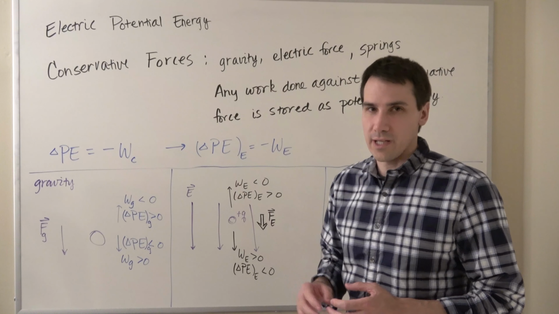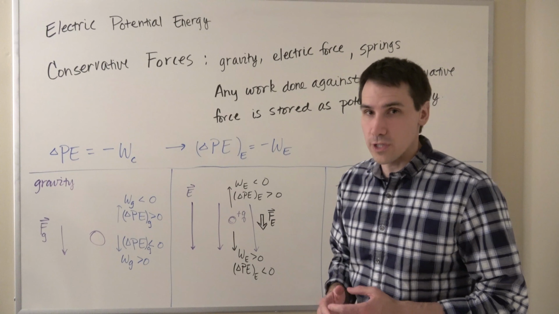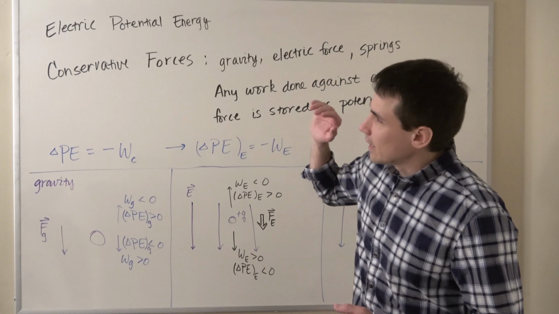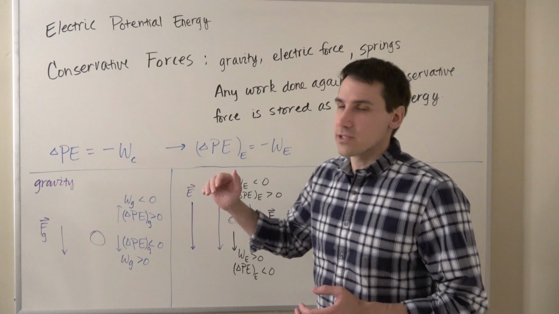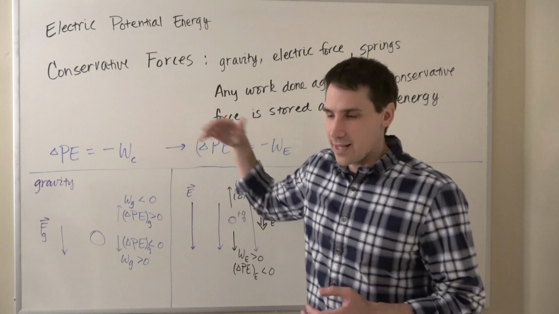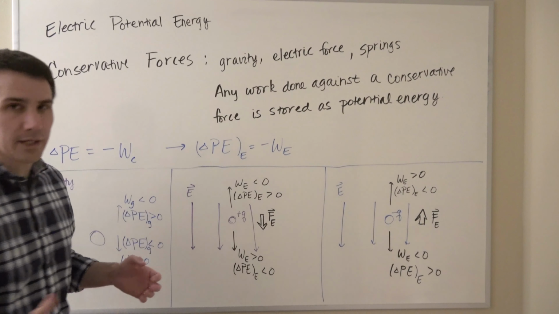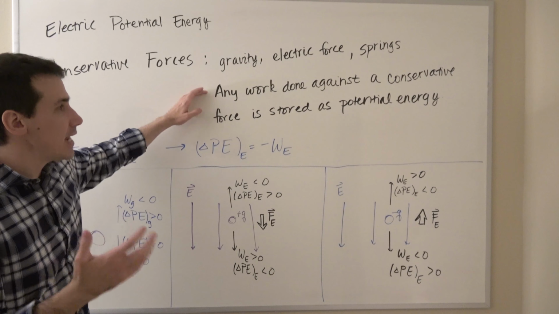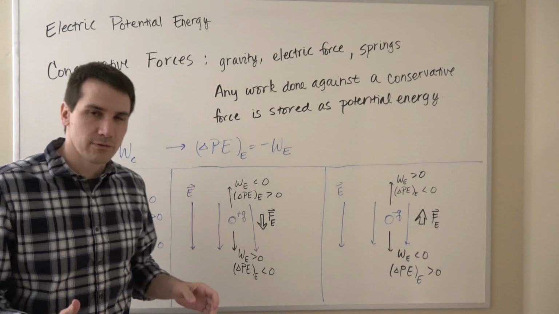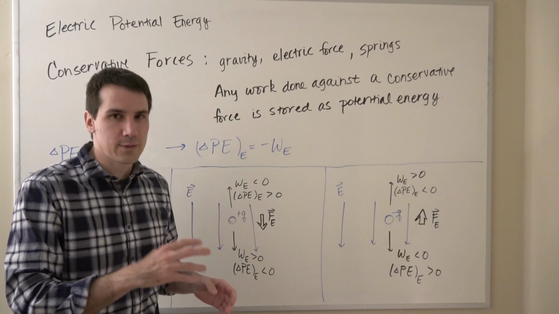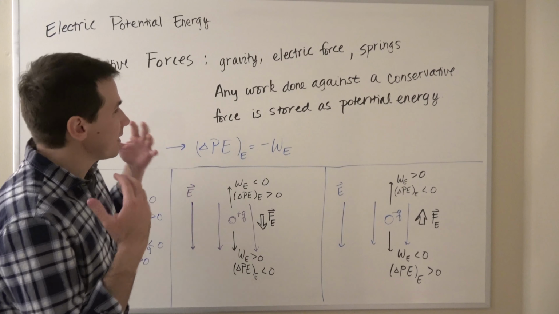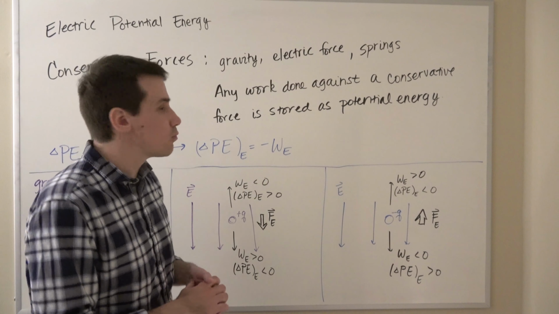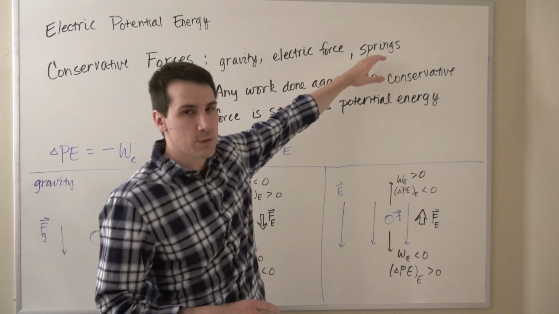Now let's move on to talking about electric potential energy. So, the electric force is what is called a conservative force. And the definition that we are going to use for a conservative force is that any work done against a conservative force is stored as potential energy. So the classic examples that you've seen in Physics 1 would be gravity or springs.